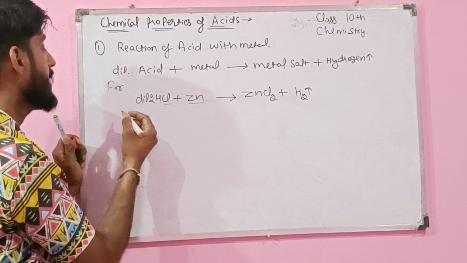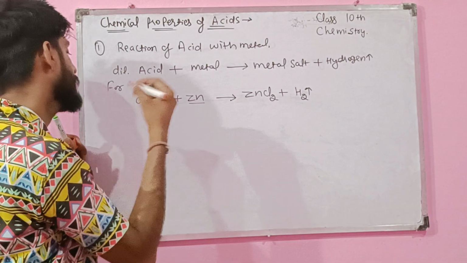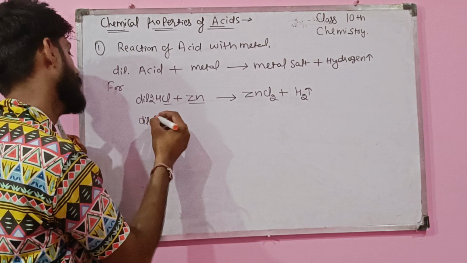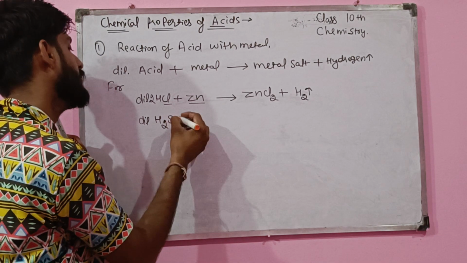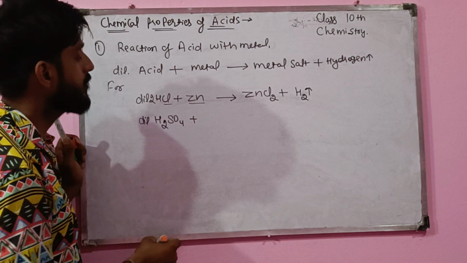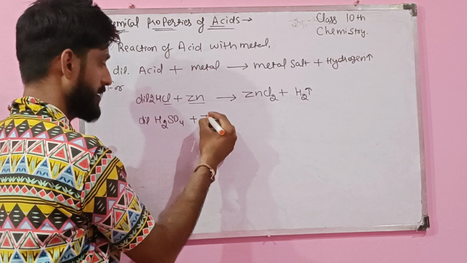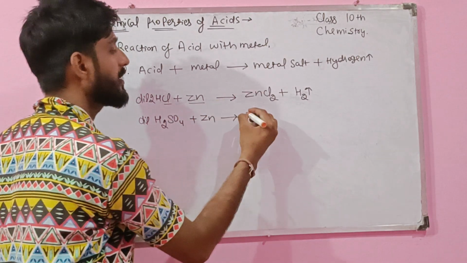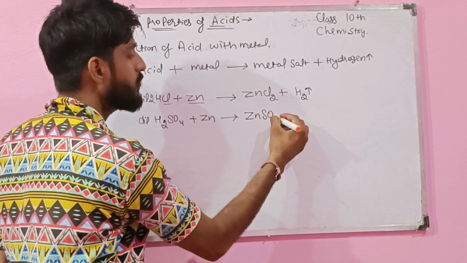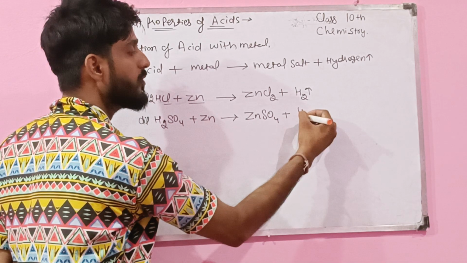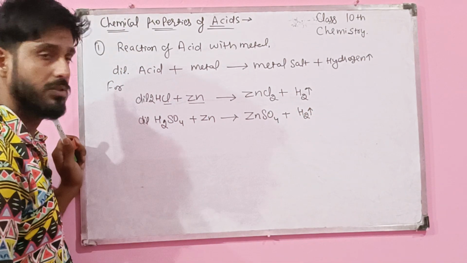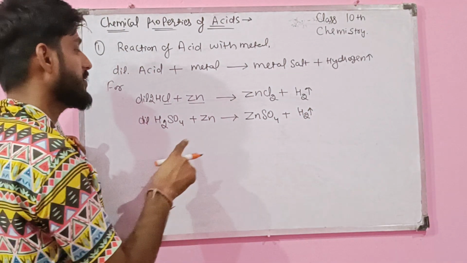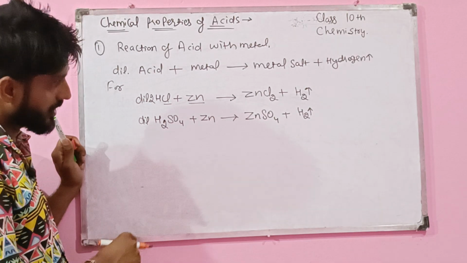And if we take another example, sulfuric acid in place of hydrochloric acid with the same metal, then zinc sulfate, ZnSO4, is formed with the liberation of hydrogen gas. So this reaction occurs in this way.